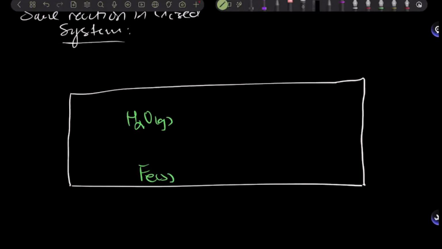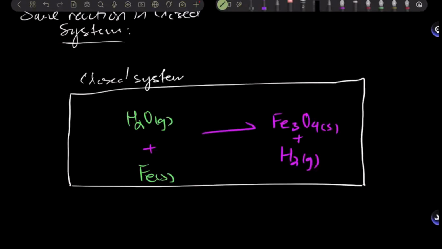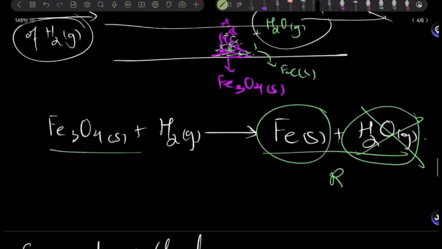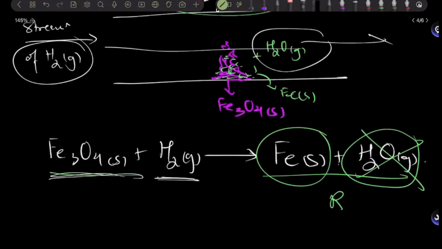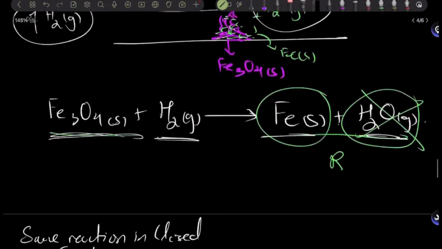Now these two things start reacting and start to form what? Products that were iron oxide, Fe3O4 solid, and what are they forming? H2 gas, right? These are the products that are forming in this closed system. Again, are these products allowed to leave the system? This is a closed system. No. They cannot leave the system, right? And as we saw in the examples above, Fe3O4 and H2 can undergo a reduction reaction, a redox reaction, to form Fe solid and H2O gas again, right?